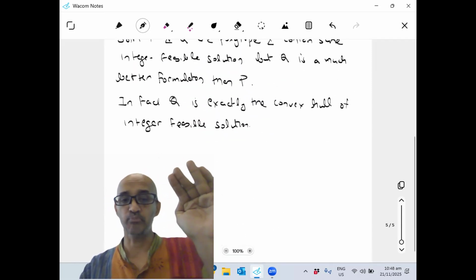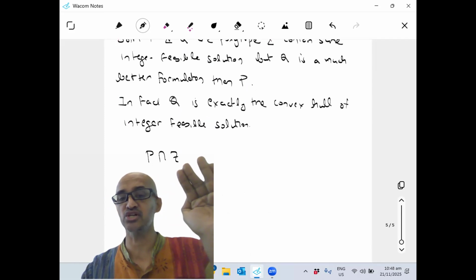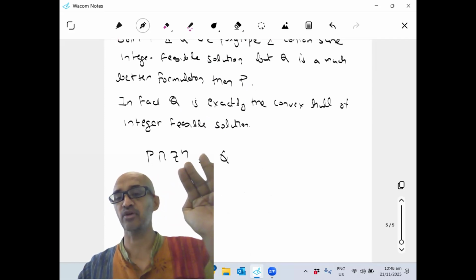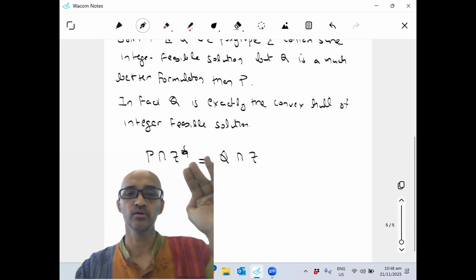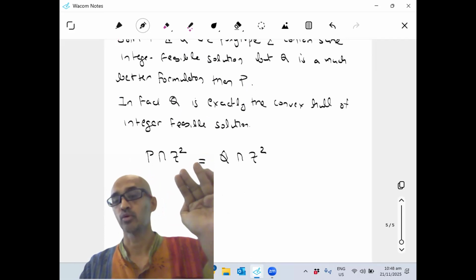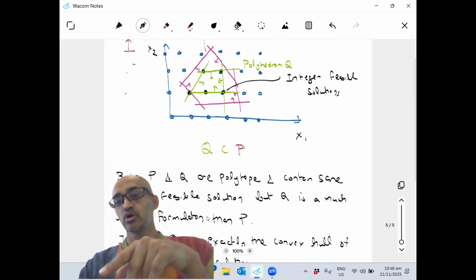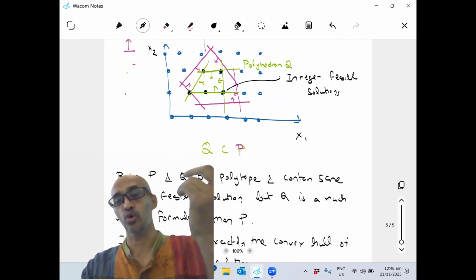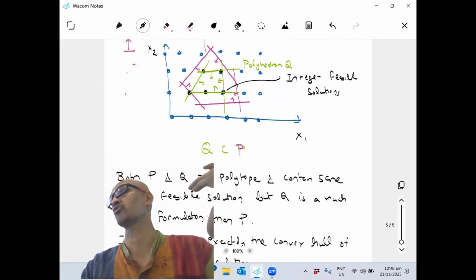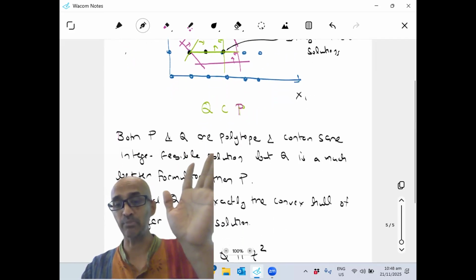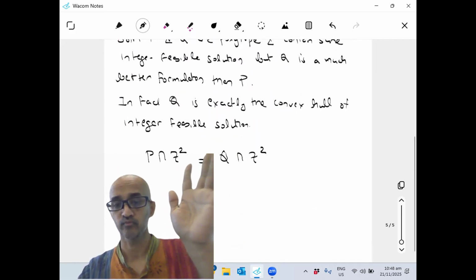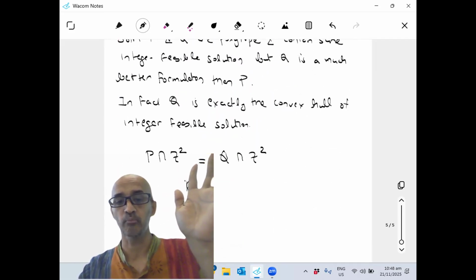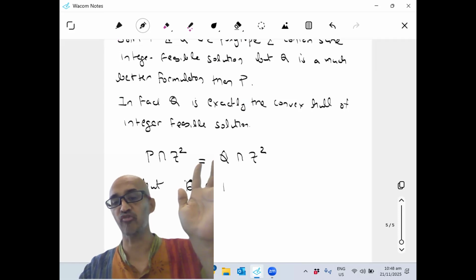Okay. So basically, P intersection integers in this example is the same as Q intersection integers. I mean, in this example, it's Z^2. It's just 2 dimensions. Both these sets, Q intersected with Z^2 and P intersected with Z^2, are these 5 points. Same points. But P is not equal to Q. We have already seen that Q is a subset of P.